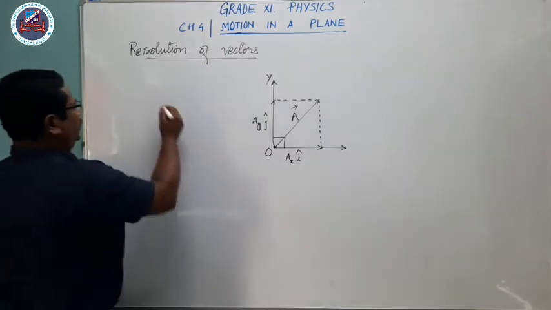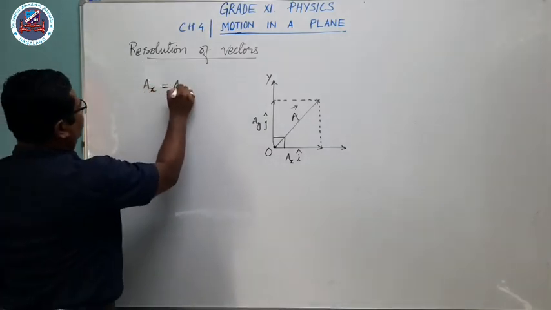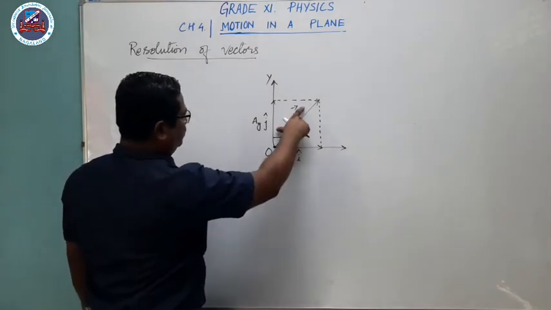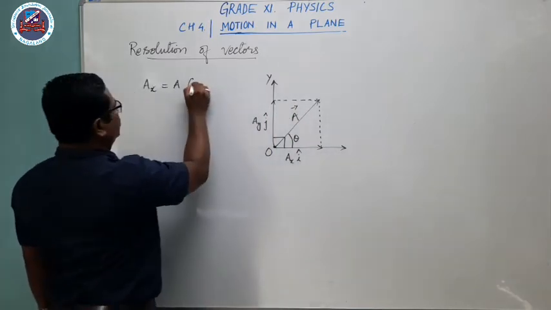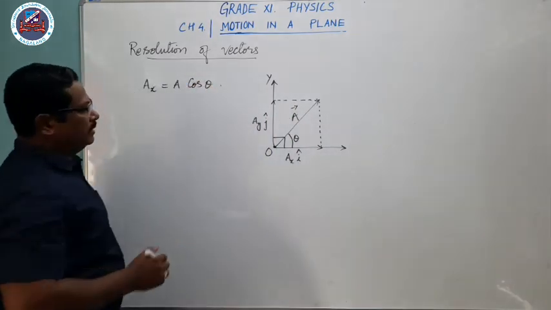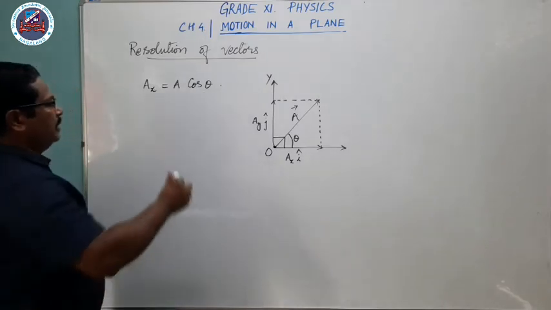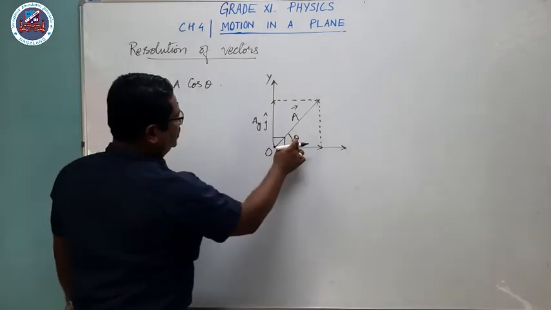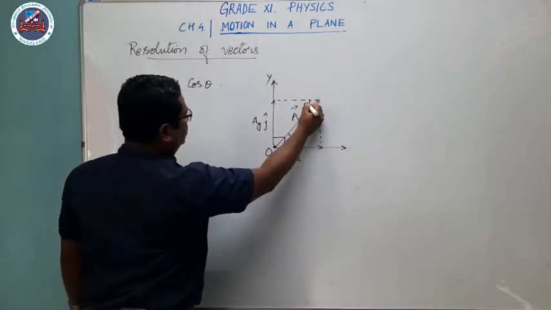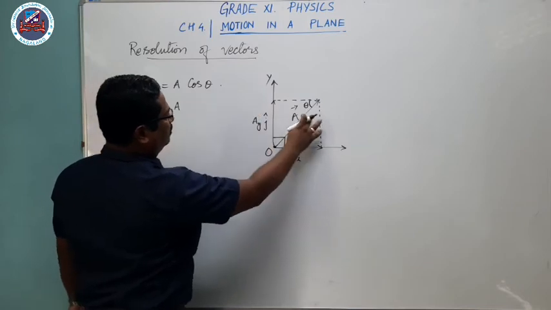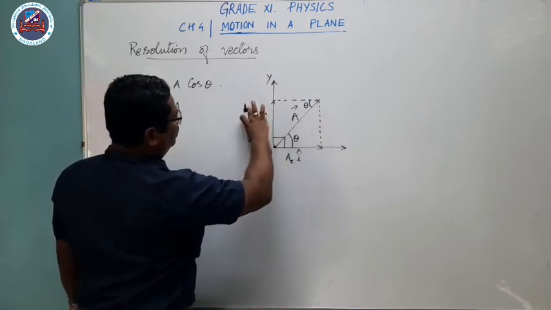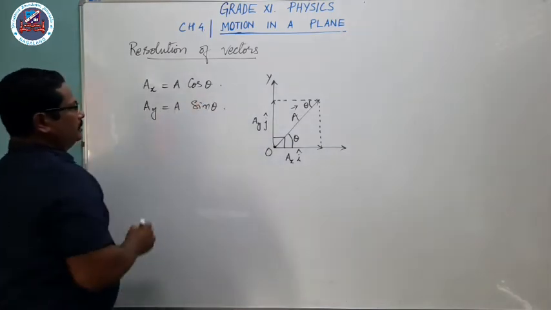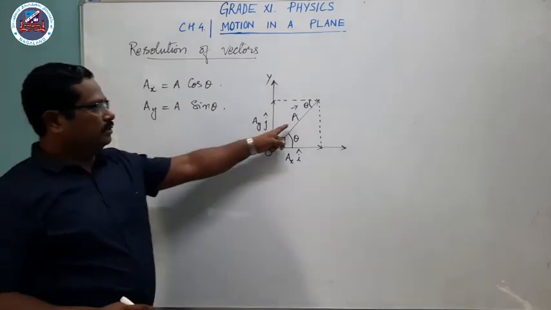Here the value of ax is equal to A. Here this angle along with x-axis we take as theta, this is base, this is hypotenuse, so base by hypotenuse is cos, so it is cos theta. Ax here is A cos theta. And ay value here is A, if this angle is theta, then this is the opposite side and this is the hypotenuse. So opposite by hypotenuse, or we say perpendicular by hypotenuse, is sine theta. Sine theta.